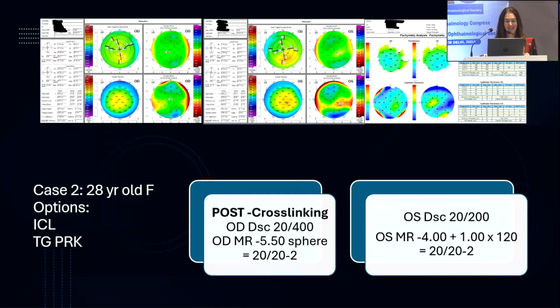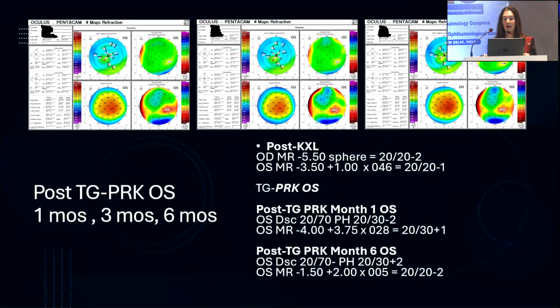Next case, this is a 28-year-old woman, and she was already post-cross-linking. Here were her refractions. And for her right eye, because it was very minimal keratoconus, I chose to do an ICL, and that was pretty good there. And for the left eye, because it was a little bit more complex, I decided to do topo-guided PRK. I wait. I don't do them concurrently. You can do them concurrently. I tend to wait because I know there's going to be some refractive change when we do the cross-linking alone.